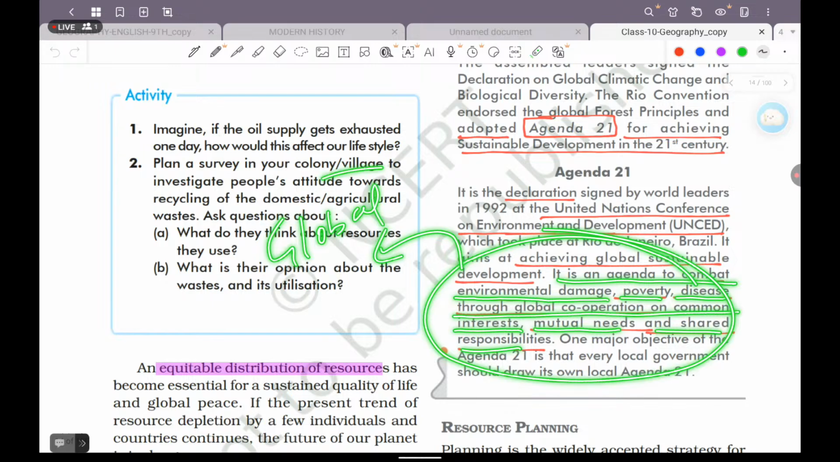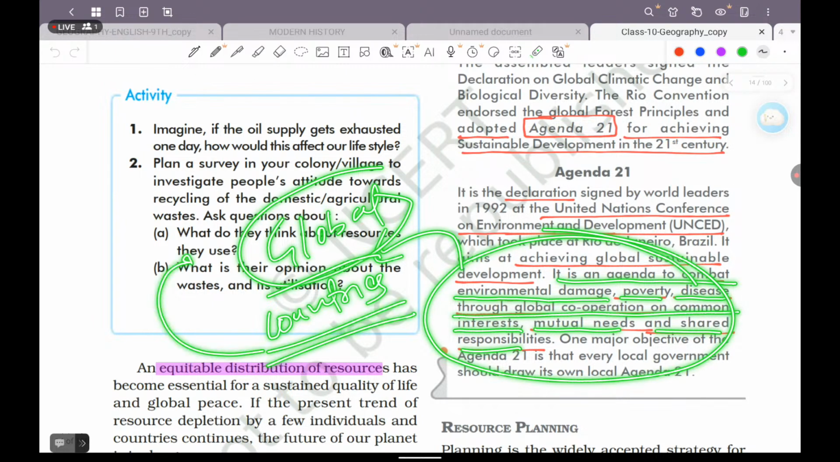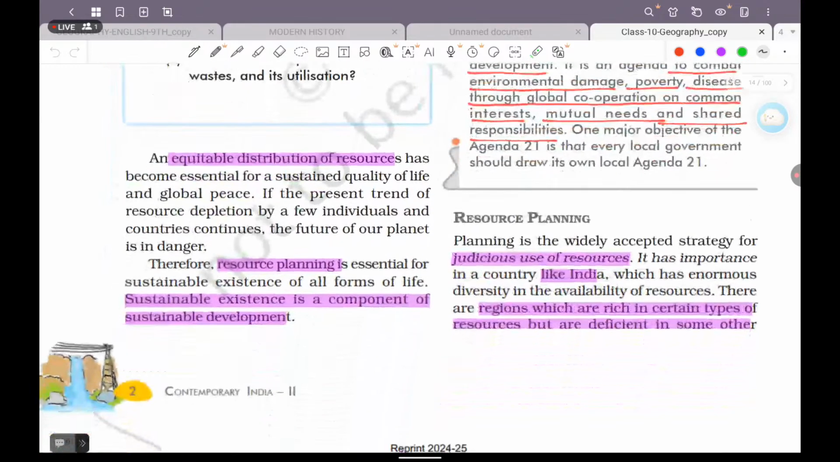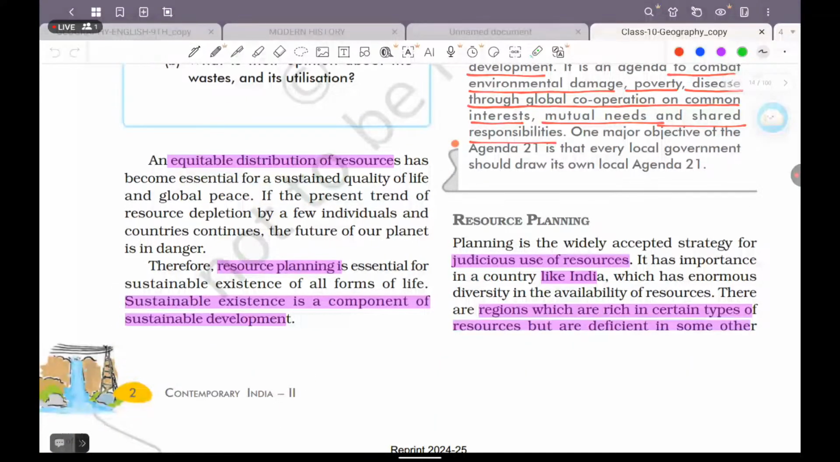It means how the global countries come together to manage the resources today for sustainable development. So for managing the resources for the future generation, we need resource planning. It means that through planning we can reduce the depletion of resources.